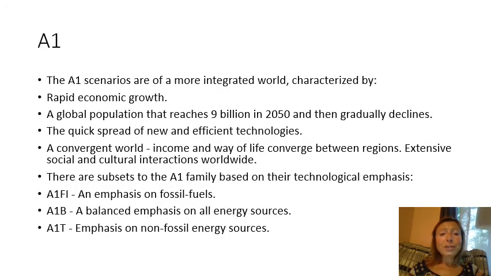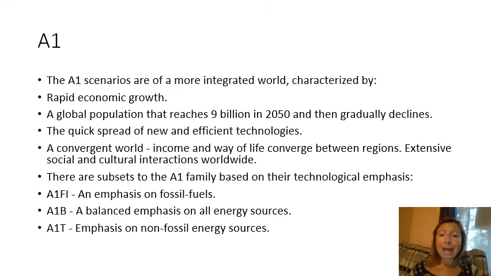So here are some ideas behind the A1 storyline. So this is a family of scenarios. It's not just one scenario. We'll see many of them. But within this, all the scenarios fold into the idea that we are moving to the world of stronger globalization. This world is primarily driven by the priorities of economic growth. This is the world where we are going to see the global population reaching 9 billion by 2050, but then it will start declining.